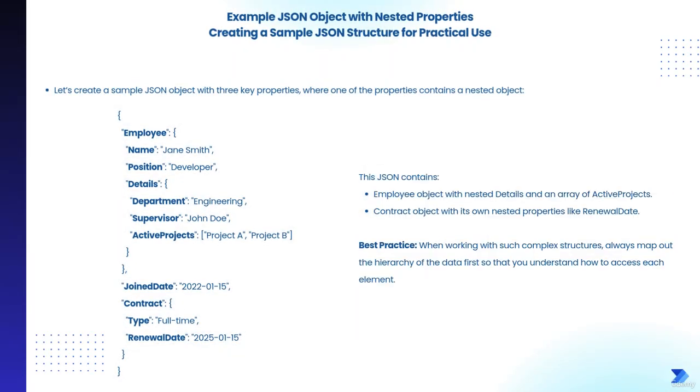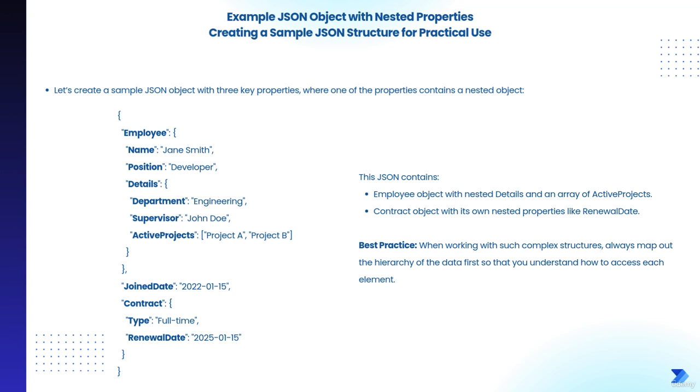Creating a sample JSON with nested properties. To reinforce our understanding, let's create a sample JSON object with nested properties. Consider this example. Here, we have an employee object that contains both direct properties, like name and position, and nested properties within the details object, which includes the department, supervisor, and an array of active projects. Additionally, the contract object contains more nested information.